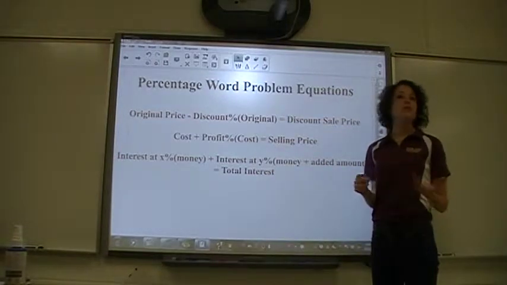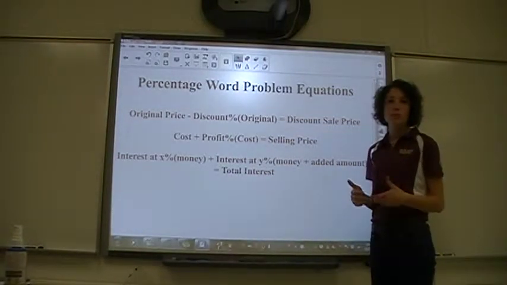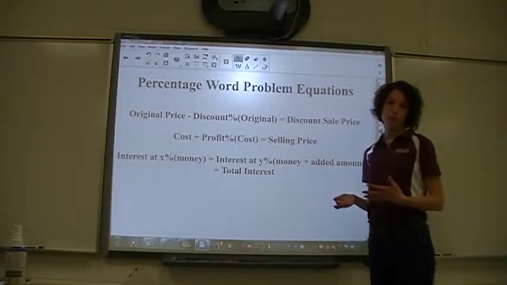Then the second equation is going to be the cost plus the profit percent times the cost equals the selling price. So this type of equation you want to use when you're trying to figure out how much you want to sell something for if you want to make a certain amount of profit.